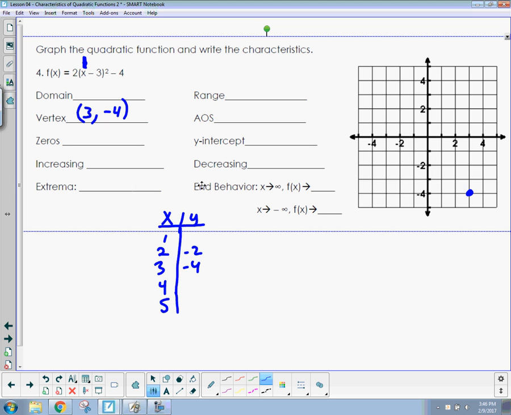Being it's a parabola, I know these will be mirroring the other points. So I'm going to come over here and plot them. 1, 4, 1, 4, 2, -2, and that was 5, 4. So that's 5, that's 4. Here's my axis. I'll do it this way. Axis of symmetry.